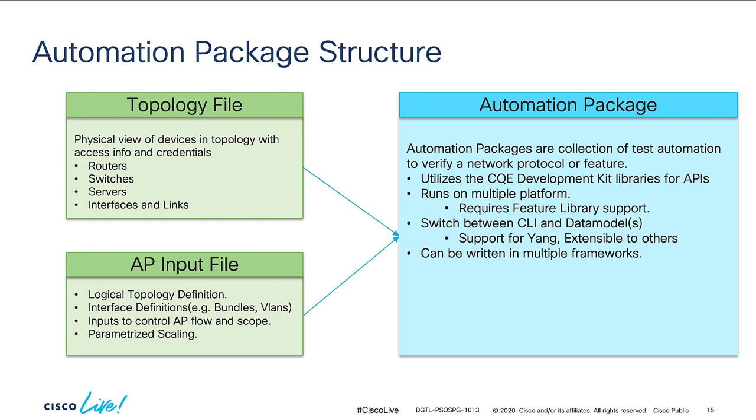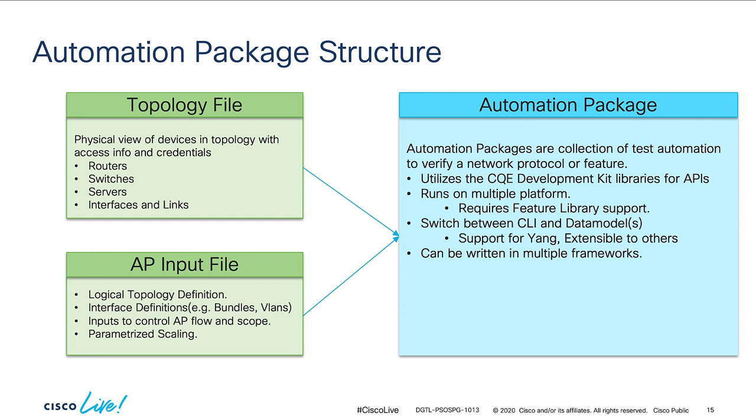I want to touch base on the automation package structure as well, because it's a crucial component of CQE. The automation package is just a collection of test automation separated by functionality. We have APIs for BGP, ISIS, OSPF, manageability, ACL, BFD, and many others. Automation packages utilize the CQE development kit for APIs. They run on multiple platforms, and we can switch between the CLI and data models.